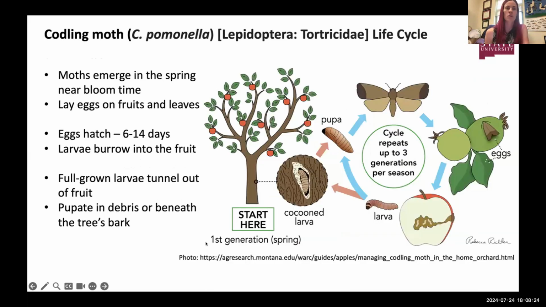These moths emerge in the spring near bloom time, and they lay eggs on fruits and leaves. The eggs hatch, and then the larva will burrow into the fruit. Full-grown larva will tunnel out of the fruit and pupate in debris beneath the tree's bark. And this can happen about 3 times or so a year, so 3 generations.